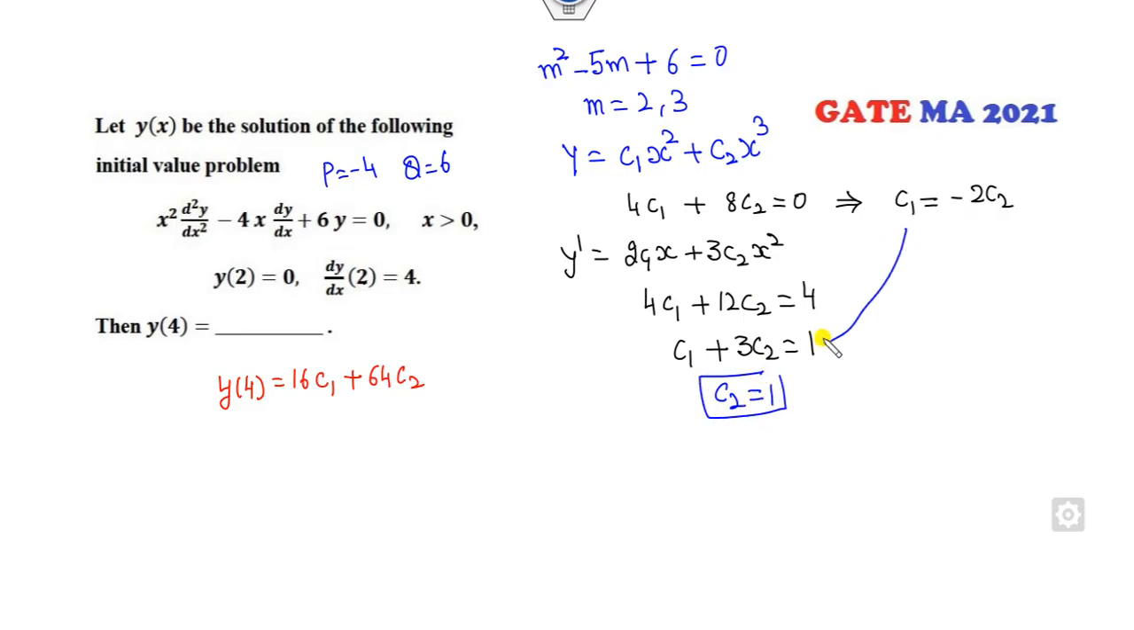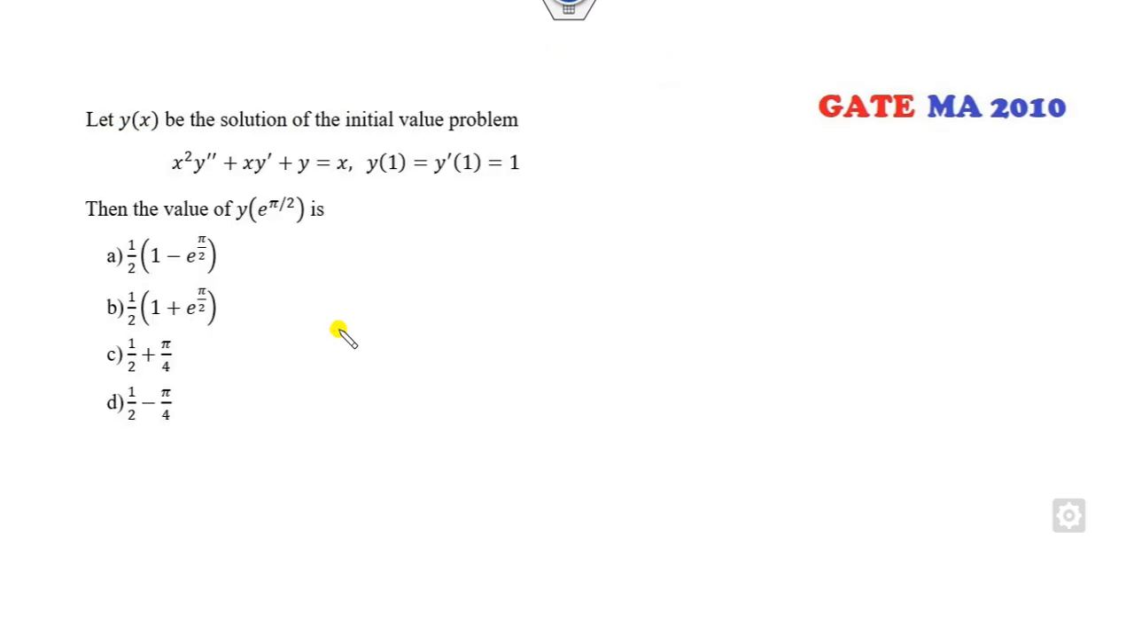Fine, I can substitute this value here. c2 is 1, so c1 will be minus 2. I can substitute here: minus 32 plus 64, the right answer is 32. Look at this another one.